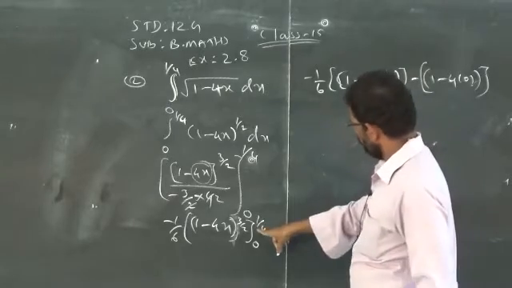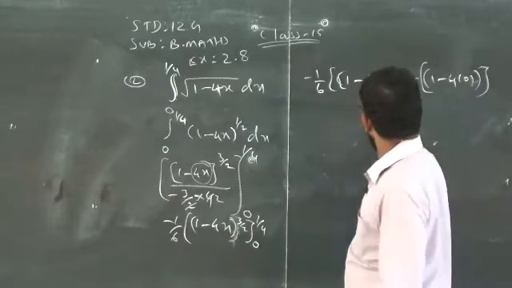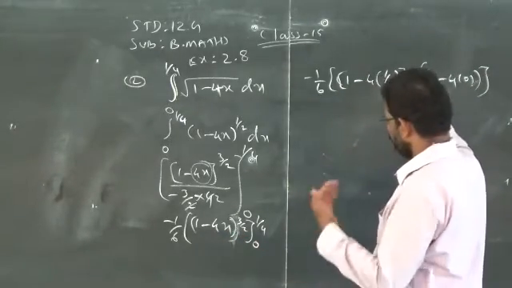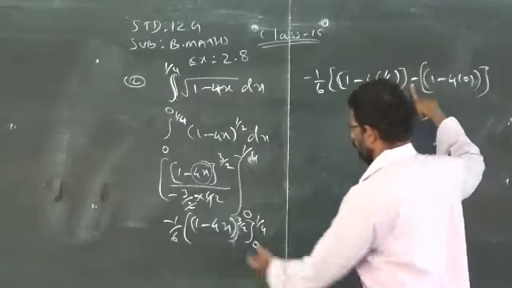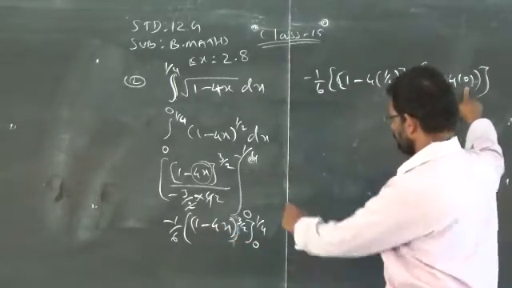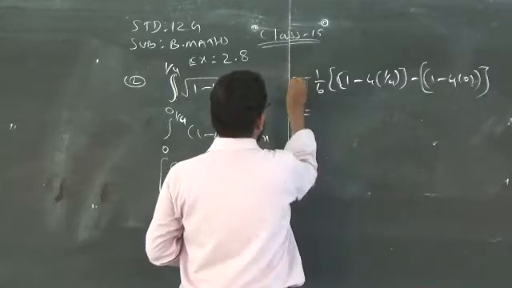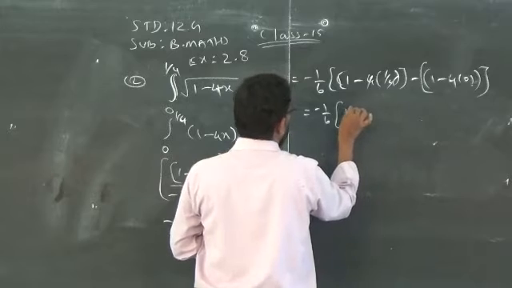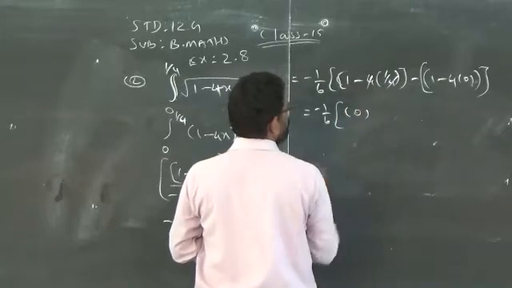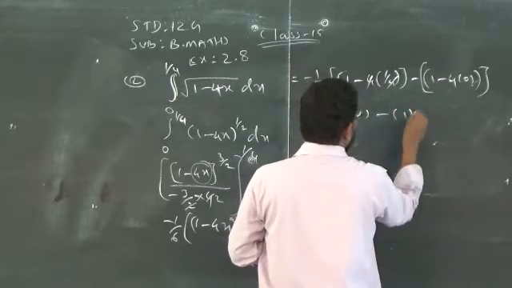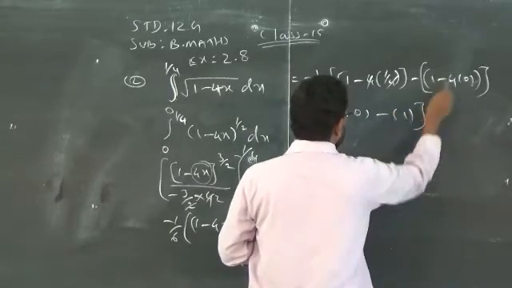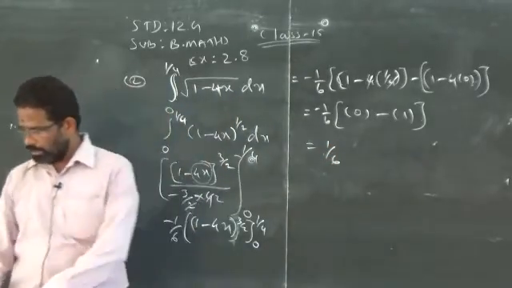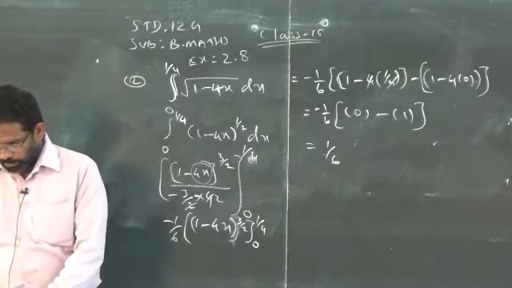Clear. First you have to replace the upper limit, in the place of x I am replacing 1 minus 4 into 1 by 4. Then when you replace the lower limit, you have to introduce minus sign, again 1 minus 4, in the place of x you have to replace 0. So which will give you minus 1 by 6, 1 minus 1 gets cancelled, it will become 0, you will get only 1, 4 into 0 is 0, so 1 minus 0, 1, so multiply you will get 1 by 6.